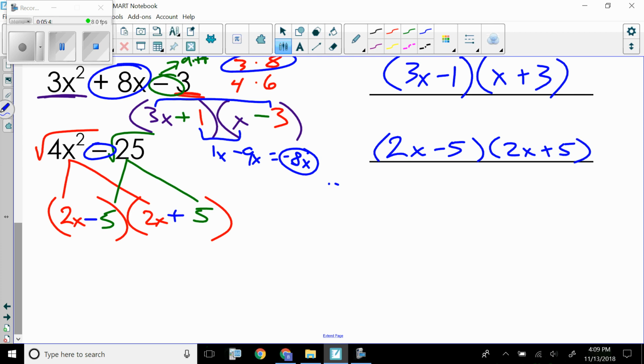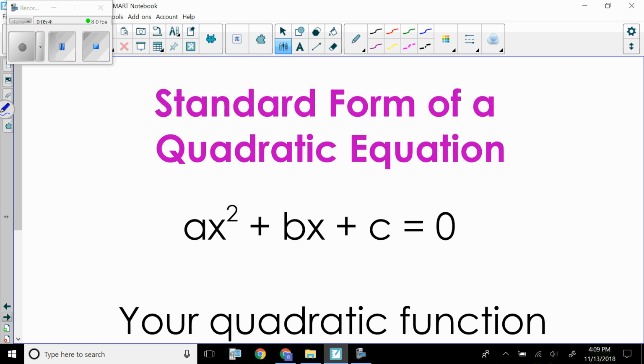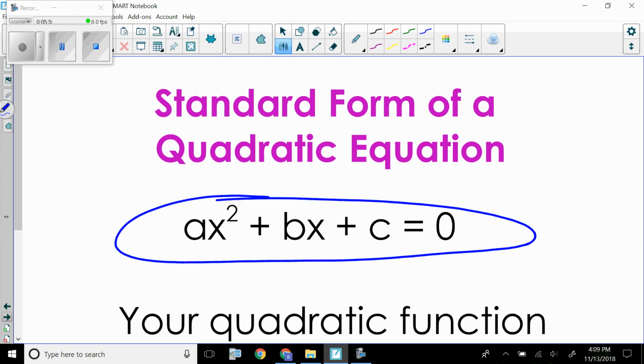Those are just some quick factoring techniques, kind of remind you of. Well, here is something that you absolutely need to have down in your notes. Now's a great time to pause it. This thing right here is super important. Make sure you have it down.